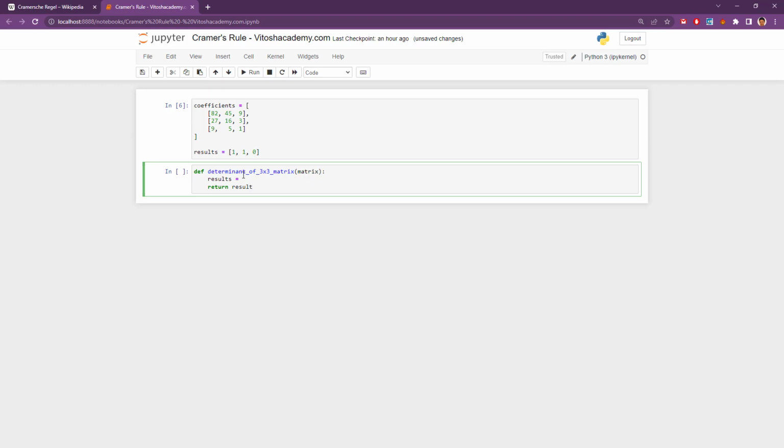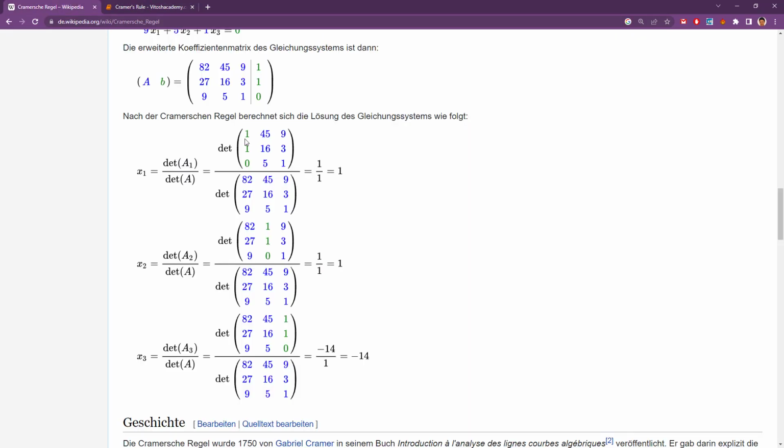And now starting to think, what did we say? Pretty much matrix 0, 0 times matrix 1, 1 times matrix 2, 2. So this way we made this cross. This is the 0, 0, and this is 1, 1, and this is 2, 2.